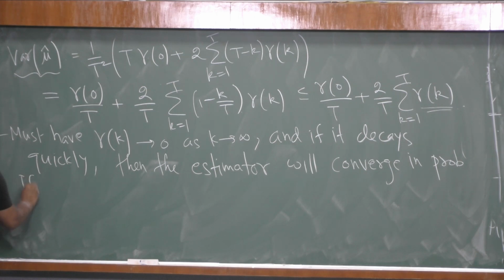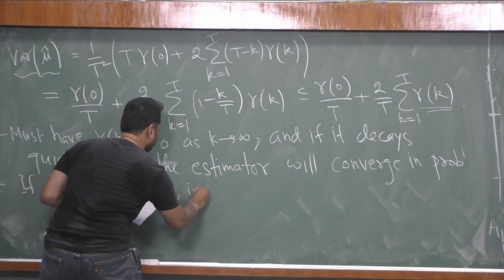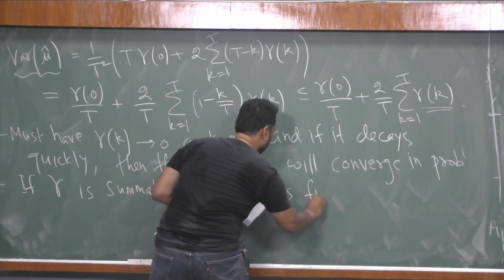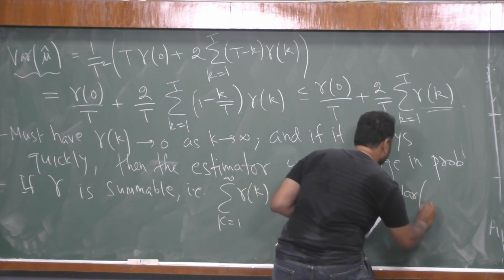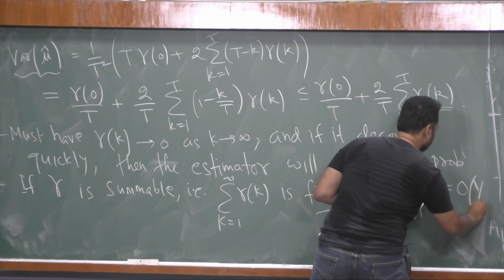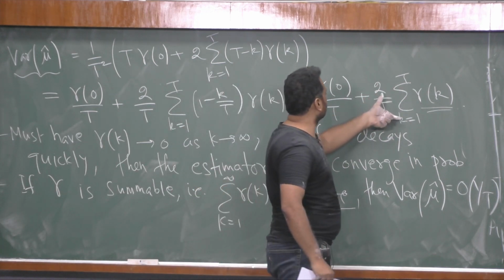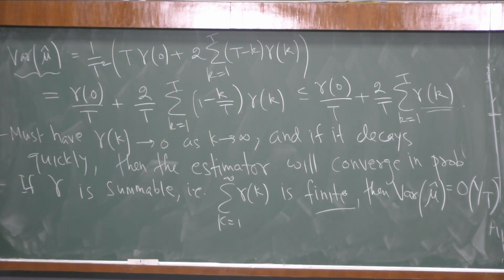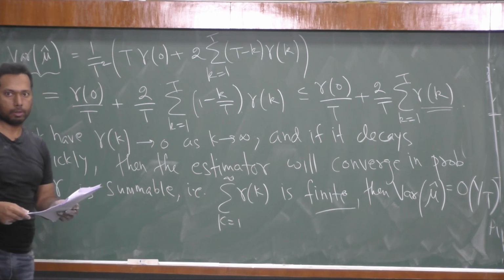if gamma is summable, that is, the sum of gamma k for k equal 1 to infinity is finite, then the variance of mu hat will be of order 1 over T. In that case, if this sum is finite, everything now depends on the order of 1 over T. It will decay at the rate of order 1 over T, which is very similar to the order we had in the IID case. So let us stop for today.